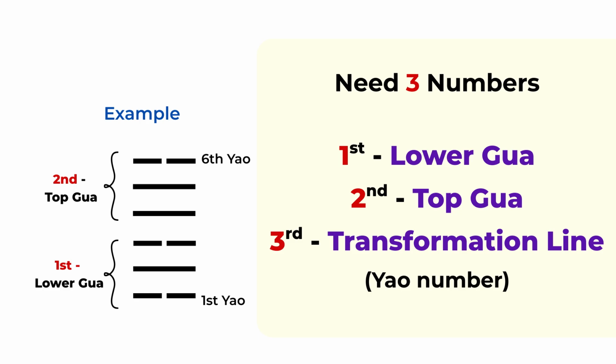In the I Ching hexagram, traditionally we count the yarrow number from the bottom up. So the first line or the first yarrow is actually at the bottom, and the 6th line is on the top. The third number is optional. If you want the transformation line, you need a third number as a changing line.